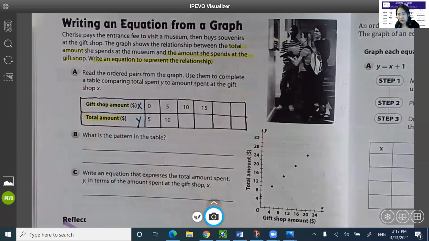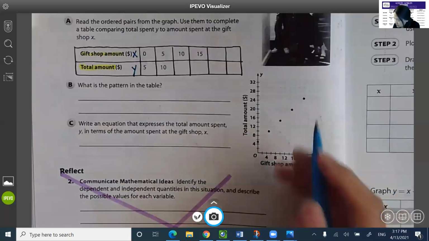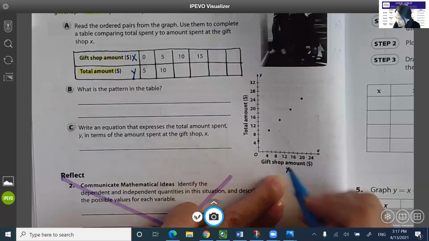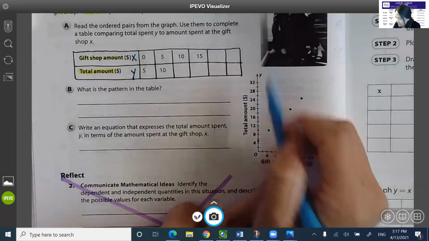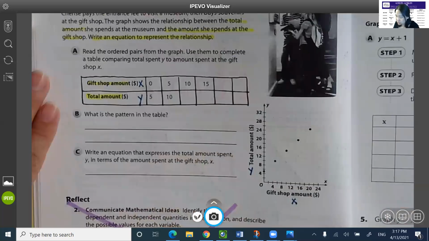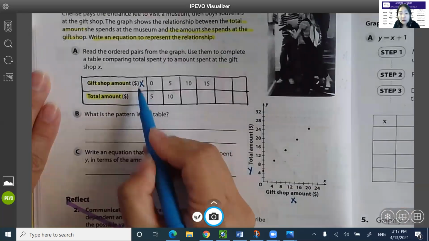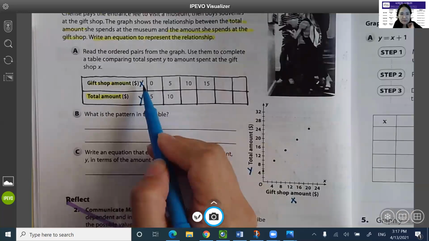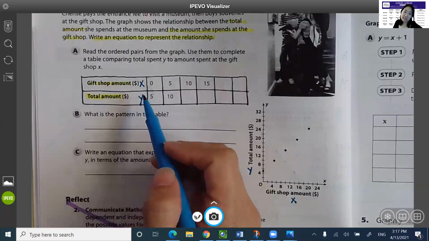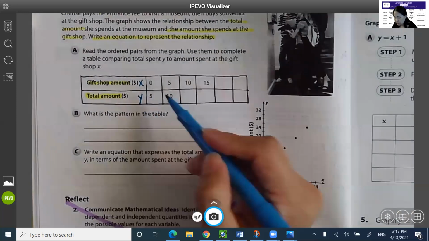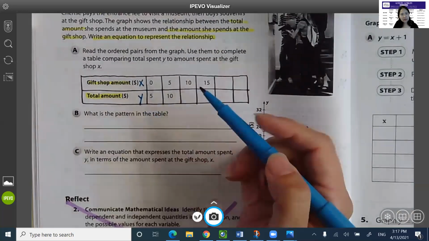But how else do you know? If you look here, it says gift shop amount is on the x-axis. This is the X. Total amount is the y-axis, so that's the Y. So there are multiple ways you'll know which value is X and Y. Also, most of the time, the top number is the X and the bottom number is the Y, but not always, okay?